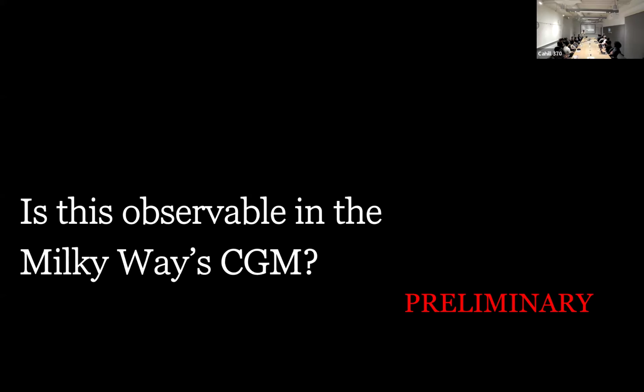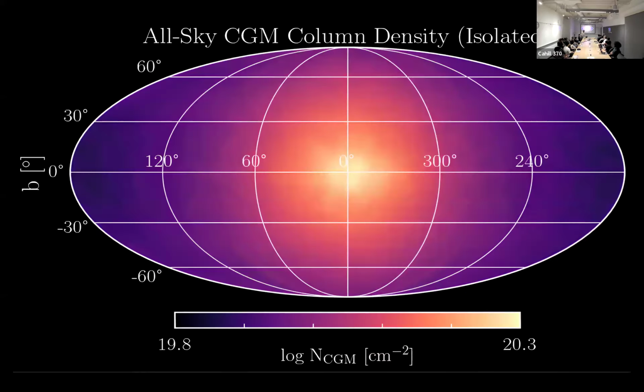And so one way you can make progress towards answering this question, if these are truly observable features, is to try to make these sort of mock all sky maps. So this is just looking at the column density, a very simple calculation, just taking an integral along every line of sight. This is for the isolated Milky Way, so there's no LMC here. And you get a result which is exactly what you would expect. This is in galactic coordinates, so you get a dense collection in the center that falls off as you look away from the galactic center, and these narrow bounds just reflect the minimum and maximum for this simulation, where there's no ISM.